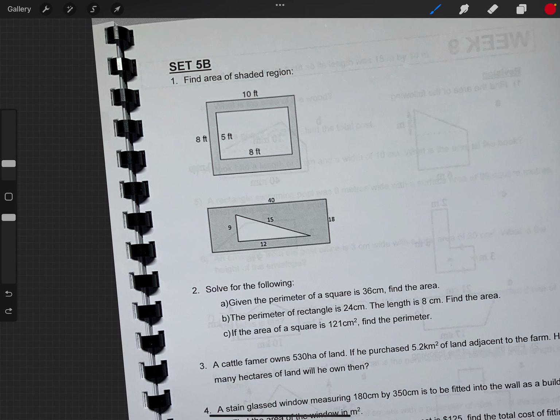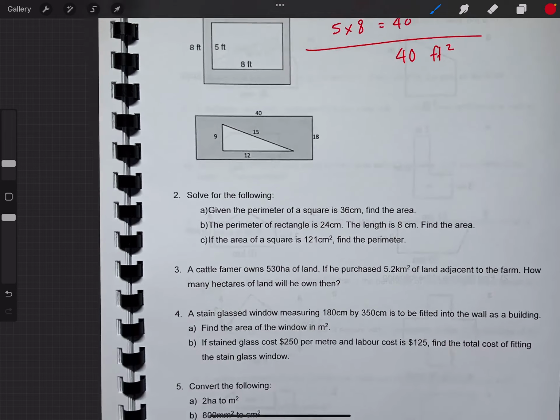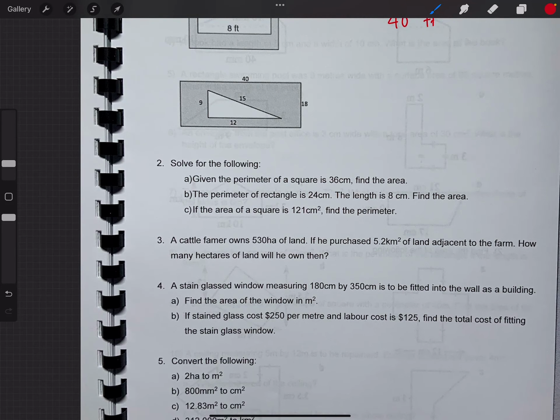So, outside is 8 times 10, 80. The inside area is 5 times 8, which is 40. Take away, you get the answer is 40 feet squared. Done. Do the same thing, except this time it's a triangle.